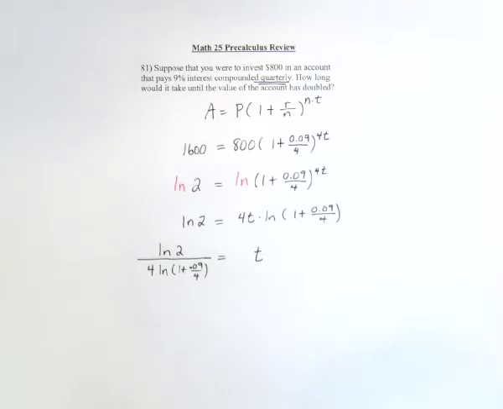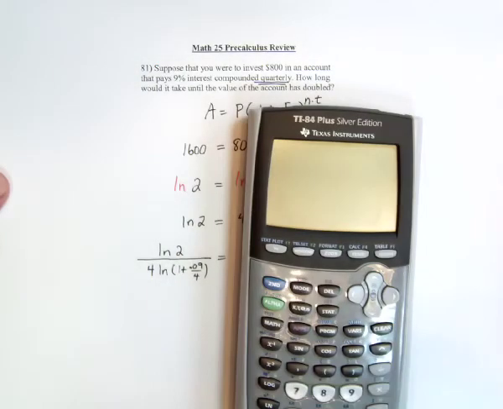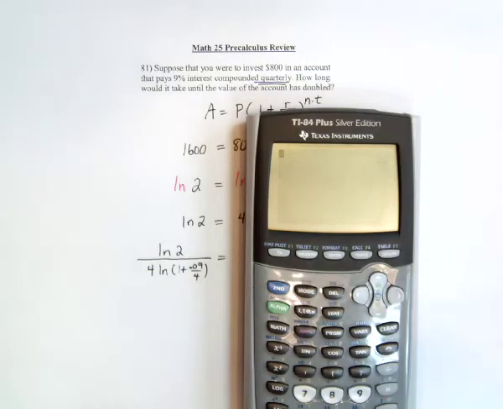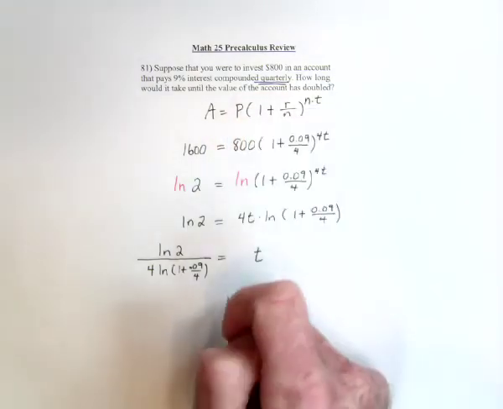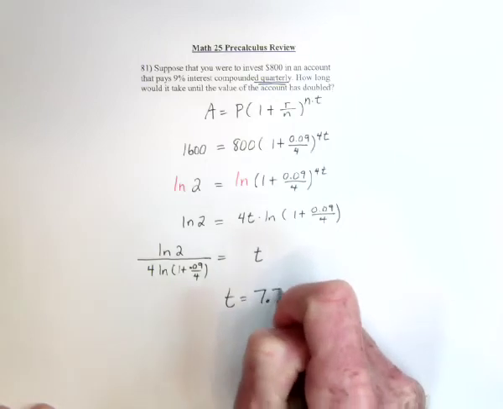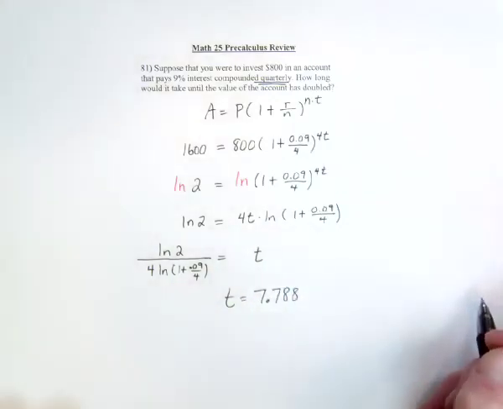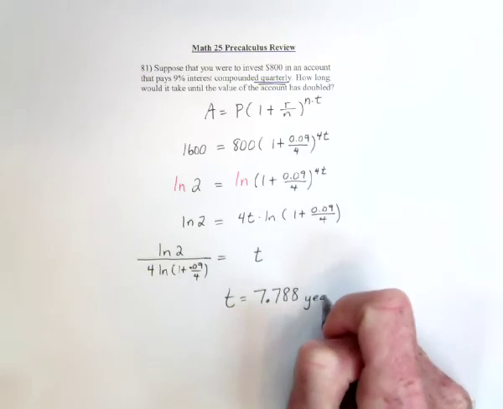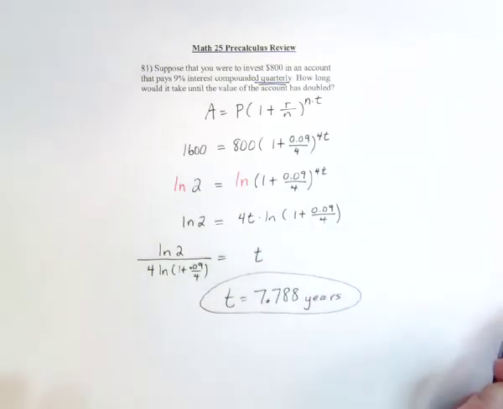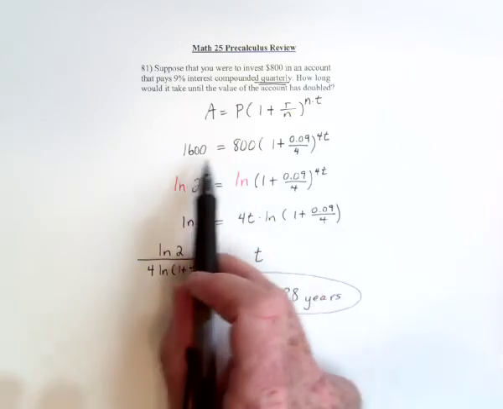Okay, then let's find out how much that equals. So we've got the natural log of 2 divided by, and then this needs to be in parentheses, 4, and the natural log of 1 plus 0.09 divided by 4. 7.7788. So just over 7 3/4 years until you can turn $800 into $1,600.